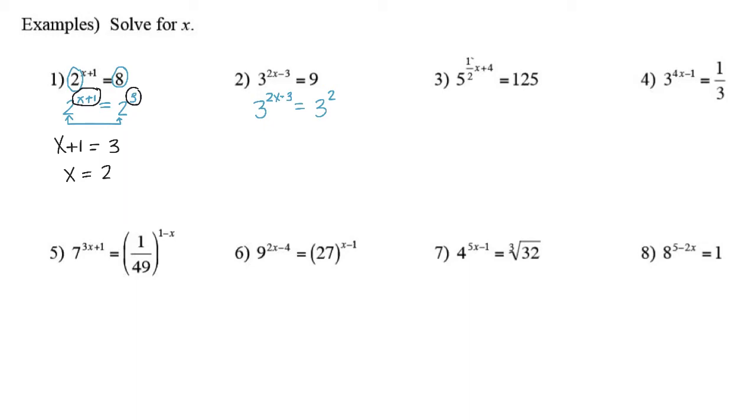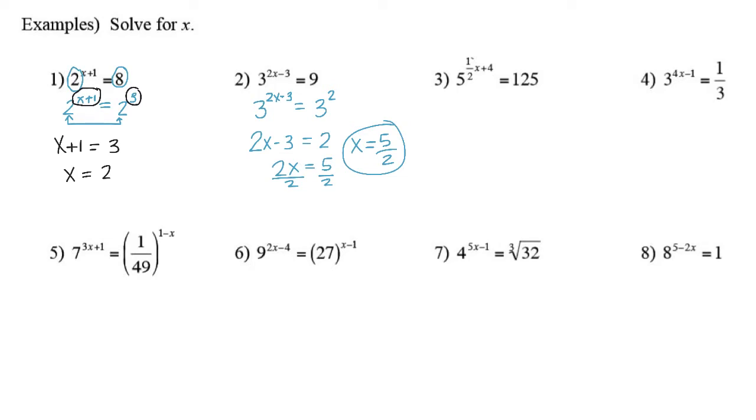And again, notice now that we have our bases the same, we would set those exponents equal to each other. And we would solve. And so we have 2x equals 5. Divide both sides by 2. So notice that x is going to be 5 over 2.